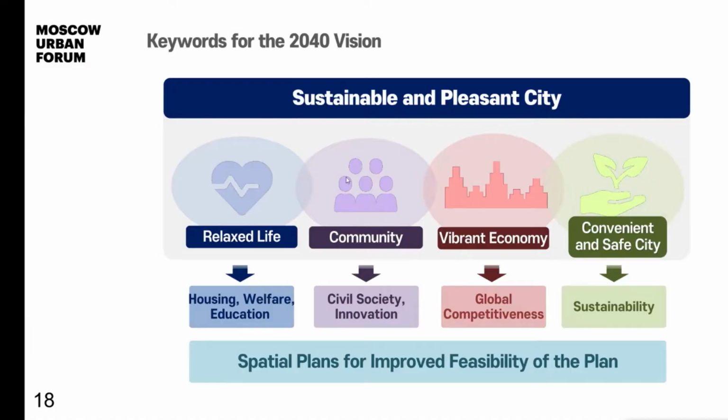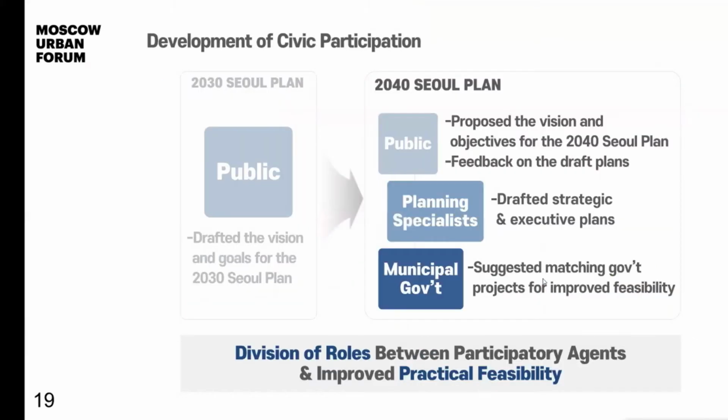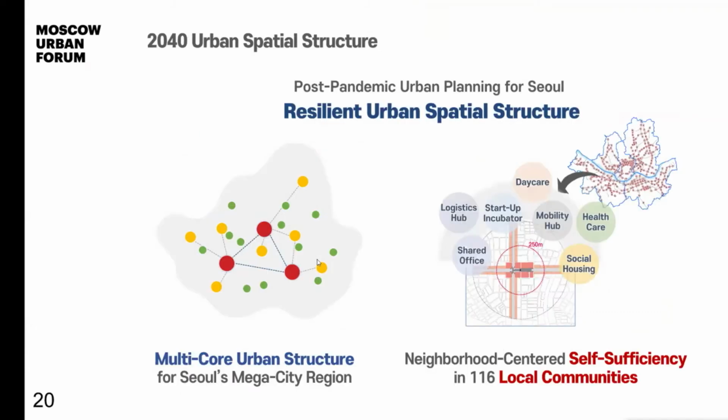And then we have the vision and issues: the vision is sustainable and pleasant cities. And we found 4 issues, and the 4 issues should be realized with a spatial plan. That is our structure. And also we tried to develop the citizen participation process. Before, we had only one public participation process. But in 2040, we tried to divide the roles among diverse participatory stakeholders: the public, planning specialists, and government. Each stakeholder had their own roles. That is the improved structure from 2030. The last one: because of the pandemic, in the next 20 years the urban spatial structure should be resilient. And what does resilient mean? It means the citizens should feel safe, and without problems they can live, work, and play.